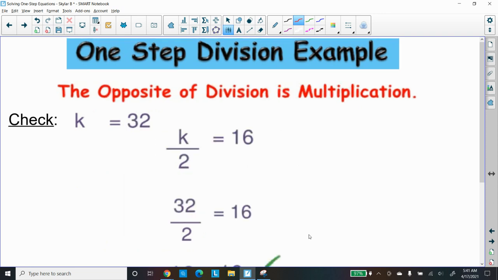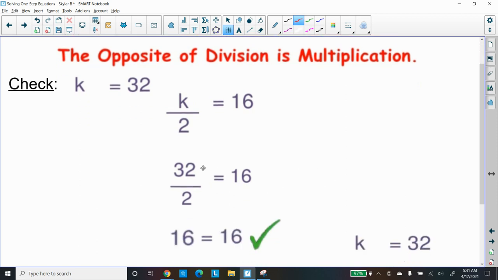We better check that to make sure we're right. So remember, we did the opposite of division, which was multiplication. So now I'm going to take the answer that I got, which was k is equal to 32, and I'm going to replace k with 32. When I divide it by 2, do I get 16? Well, if you get your calculator out, 32 divided by 2 is 16. So 16 is equal to 16. So this question is right when k is equal to 32. So that's the solution for this one.